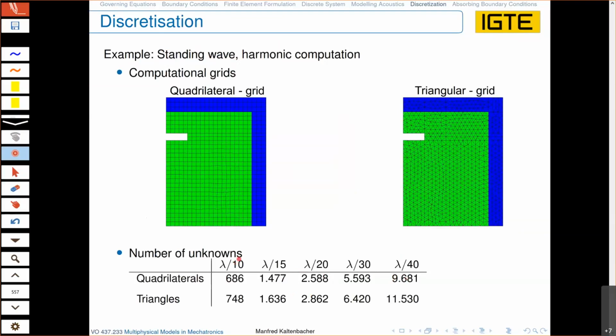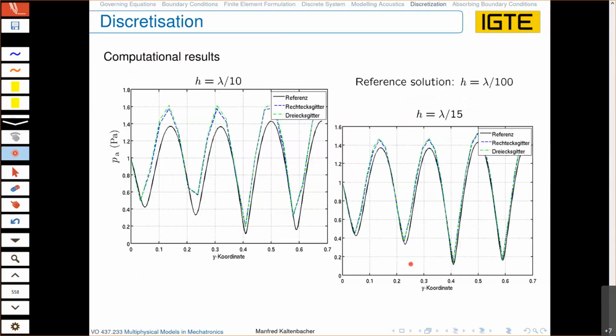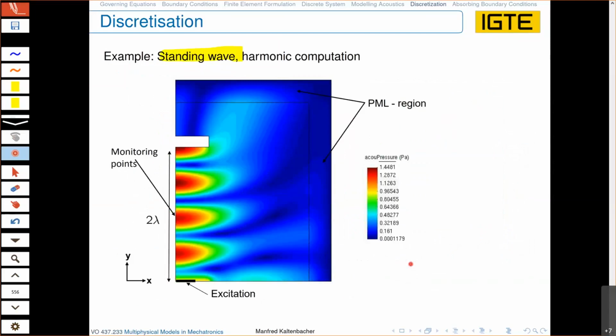Once we take 10 elements per wavelength, and here you see the finest grid is 40 elements per wavelength. Okay, let's have a look. What is the investigation we do? We look along this line and just plot the acoustic pressure along this line.